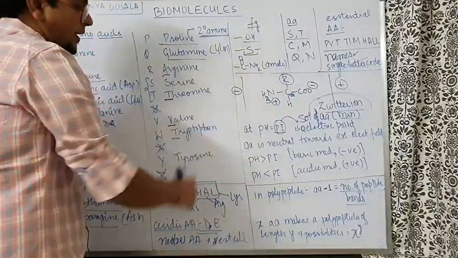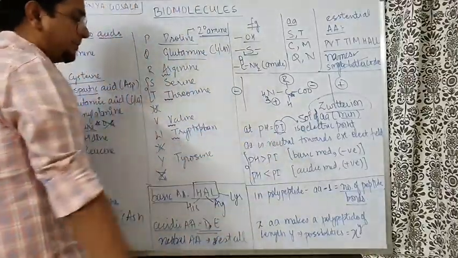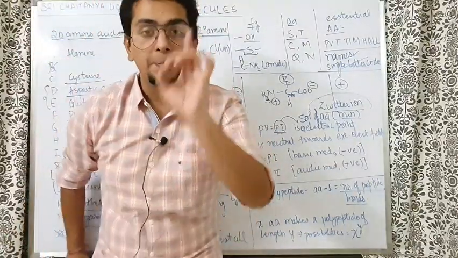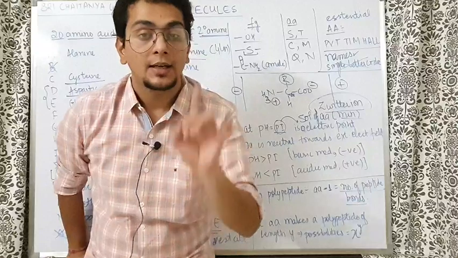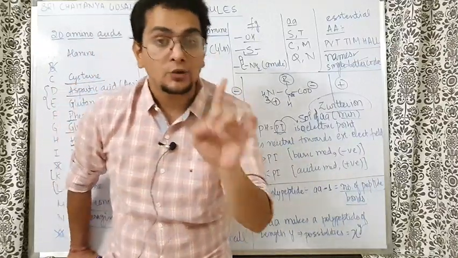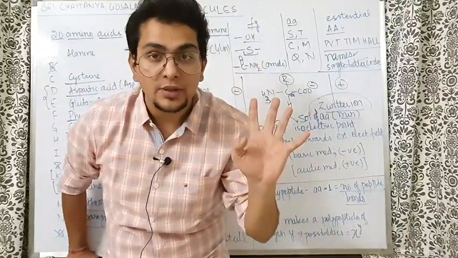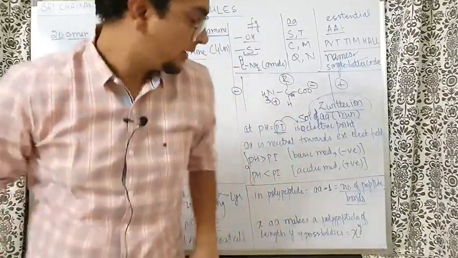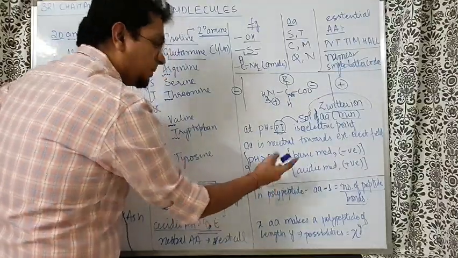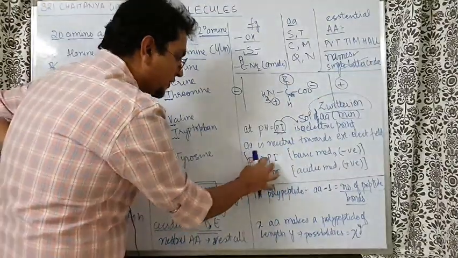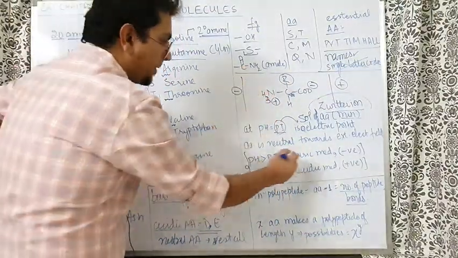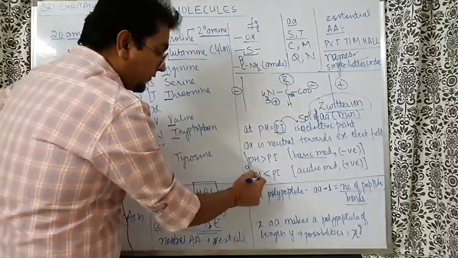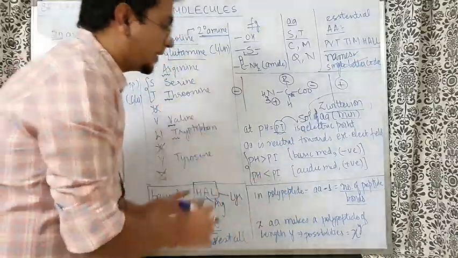Then what will happen to the amino acid at a pH of more than pi and less than pi? The trick is very simple. Treat pi as a neutral pH. For an amino acid, treat the isoelectric point as a neutral pH. Listen carefully. Understand? So if the pH is more than pi, that means basic medium. Consider it to be the basic medium for the amino acid. If the pH is less than pi, consider it to be the acidic medium.